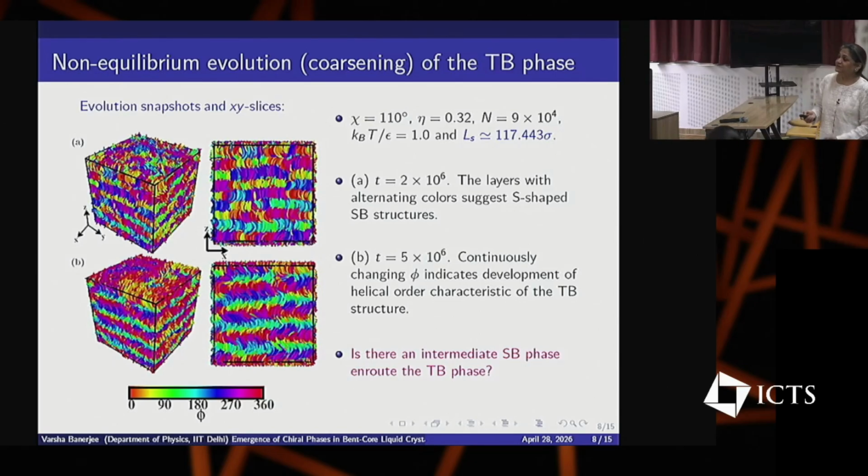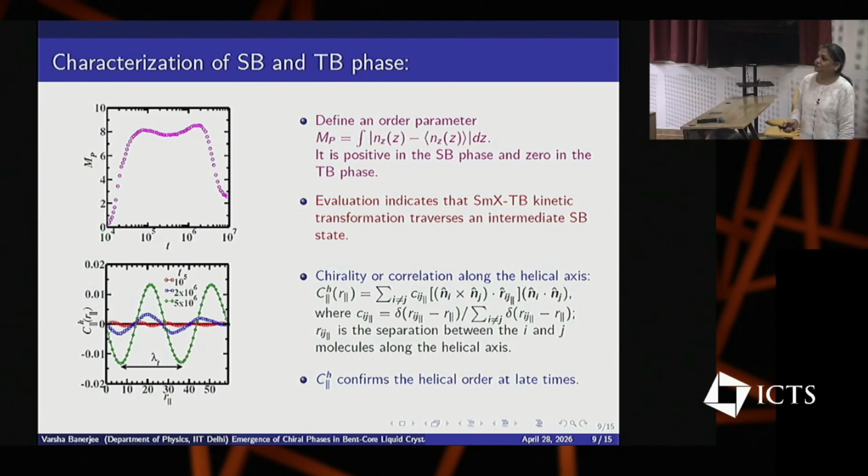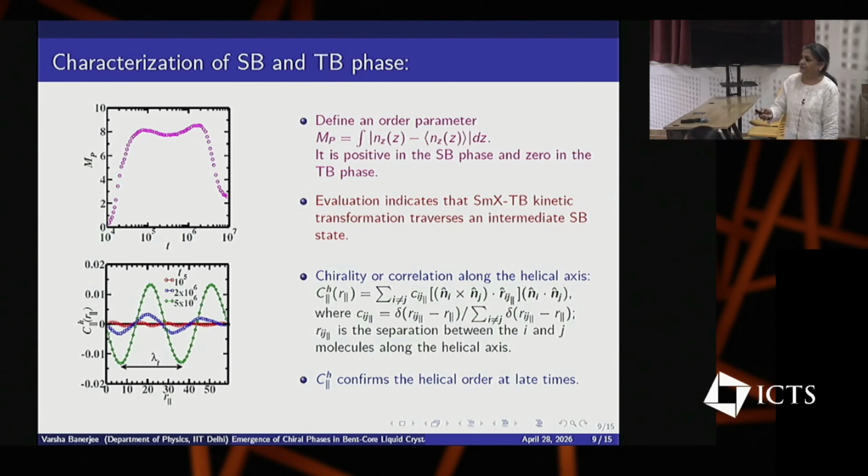One nice thing that we noticed is that during this evolution, one could go to the twist bend phase via the splay bend phase, which was unexpected. At intermediate times, one sees the splay structure, and then the equilibrated structure is the twist bend structure. Order parameters can be used to characterize it, but sadly, I can't go through all of it.